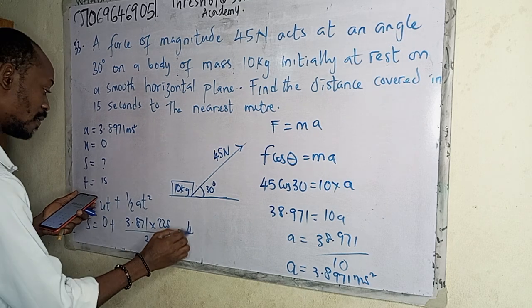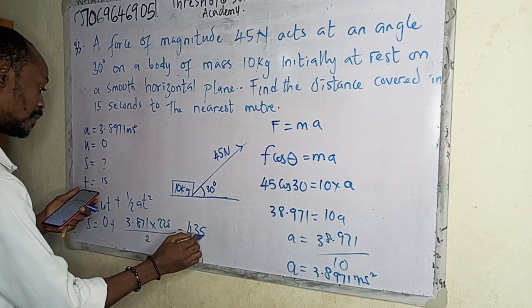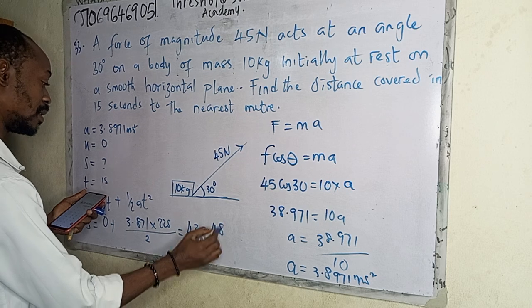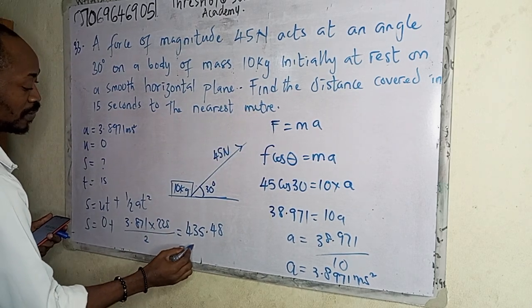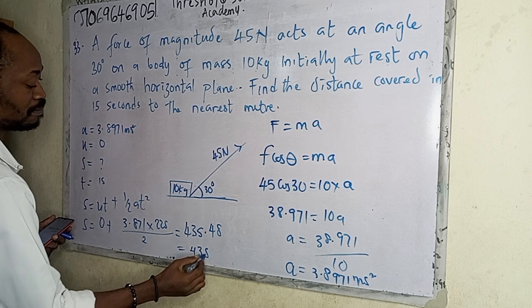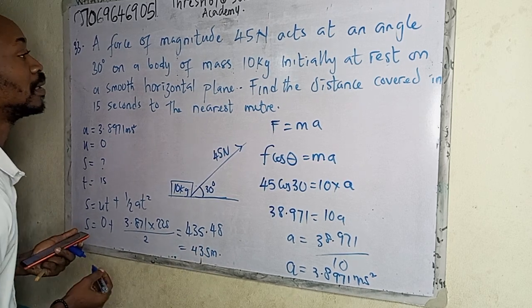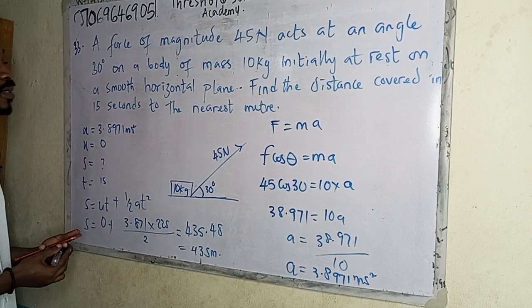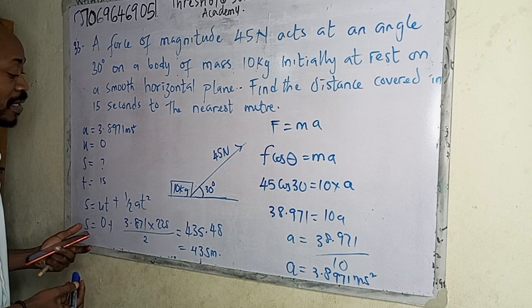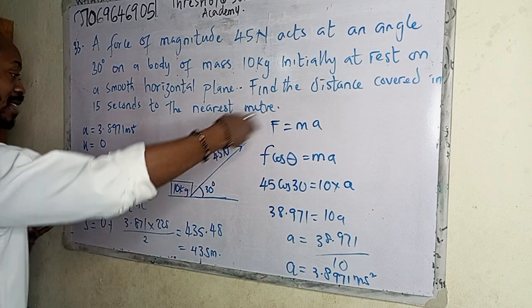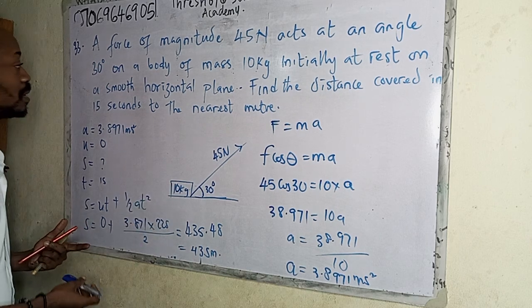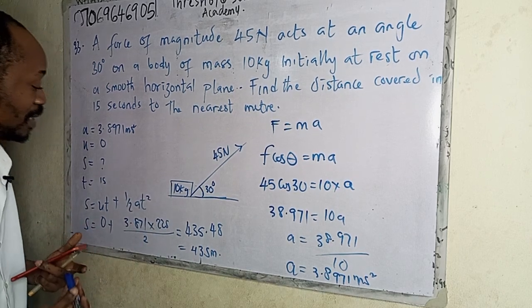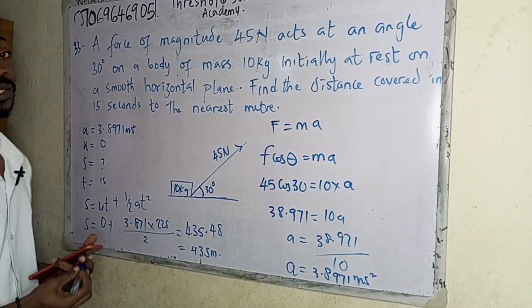So the answer is 435.48. But he wants it to the nearest meter. That's the nearest whole number. That's going to be 435 meters. So the distance covered in 15 seconds is 435 meters after a force of 45 newtons has been applied on the body along the smooth horizontal plane. So the answer is 435. So see you in the next question.